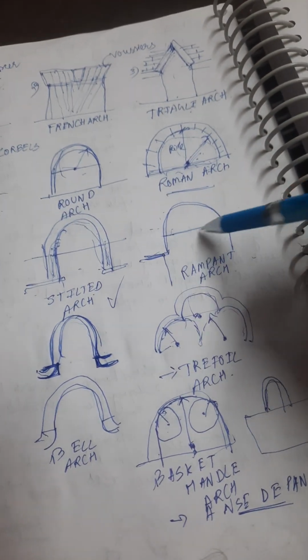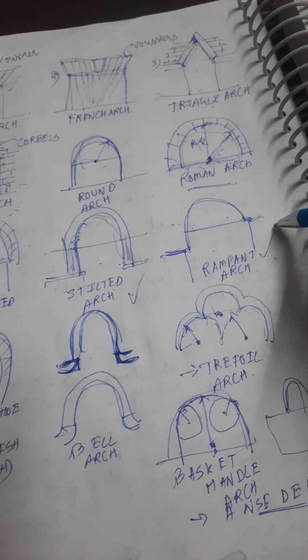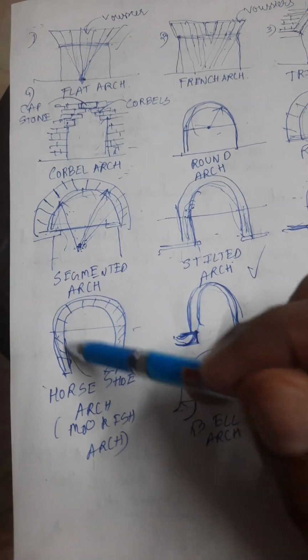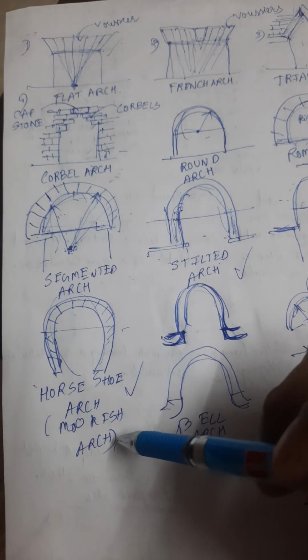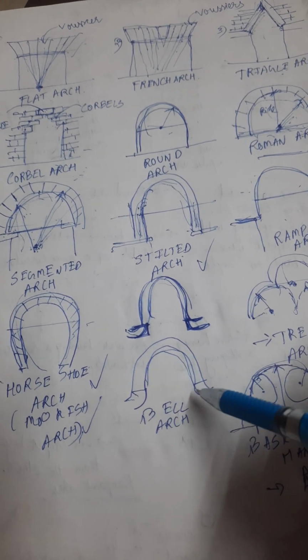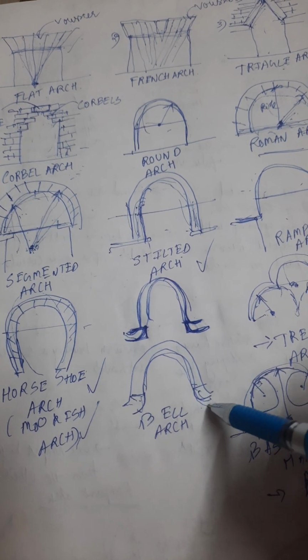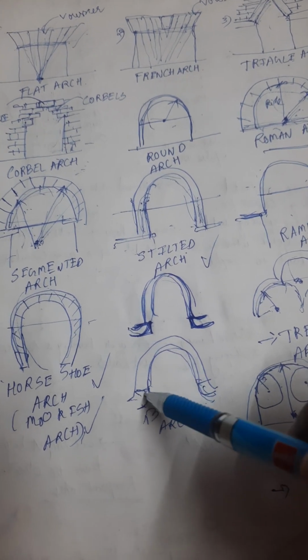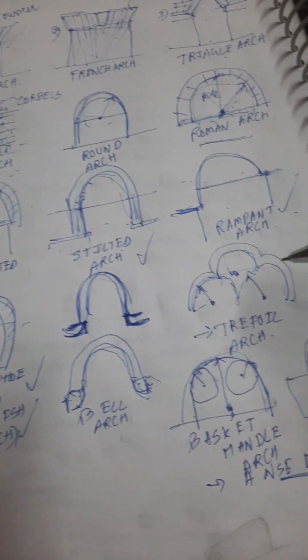Rampant arch means the imposts are at different levels. This is rampant arch. Horseshoe, the shape itself is there, horseshoe arch, also called Moorish arch. Bell shaped: this is a round arch only, but the supporting corbels on either side are made into a curved shape. So this is called bell arch.